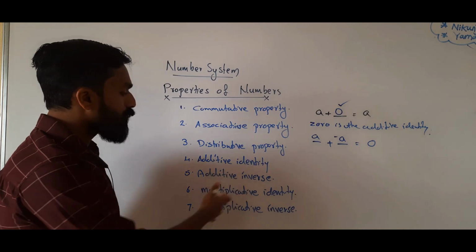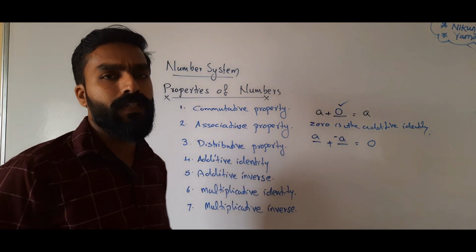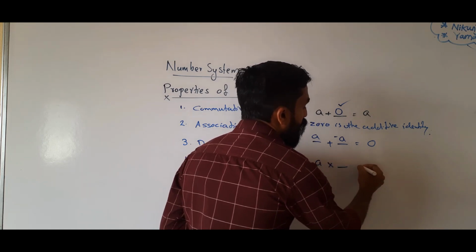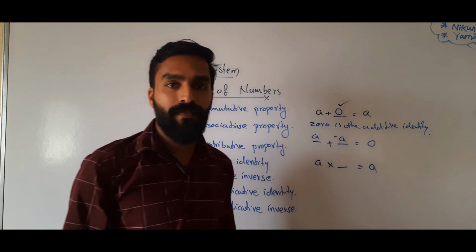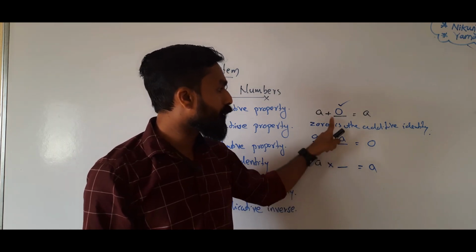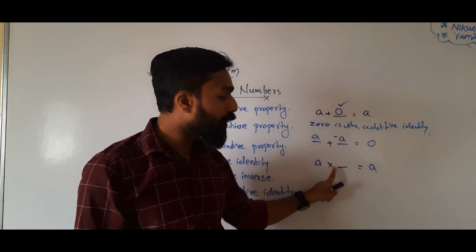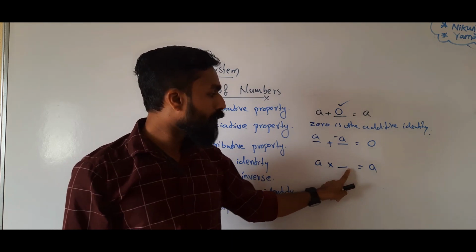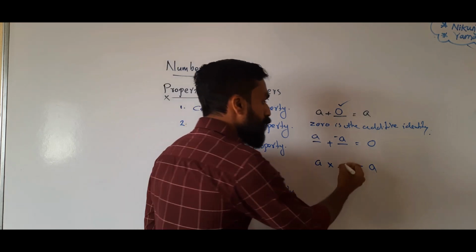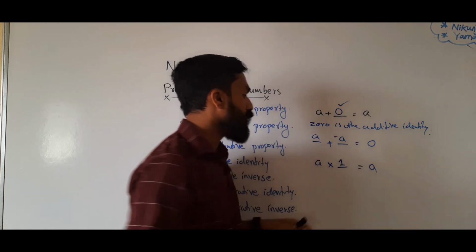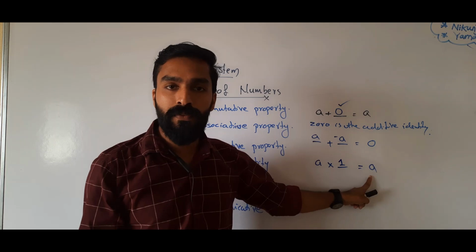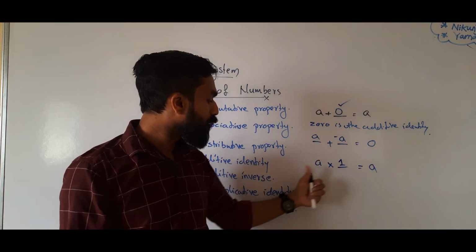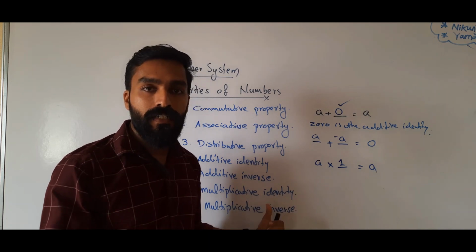Next up, multiplicative identity, same definition. We multiply a number by another number to get that number itself. Here, additive identity; there, multiplicative identity, that is why multiplication. A into another number is equal to A itself. Which number can we use here? It is 1. A into 1 is equal to A. So 1 is called the multiplicative identity.